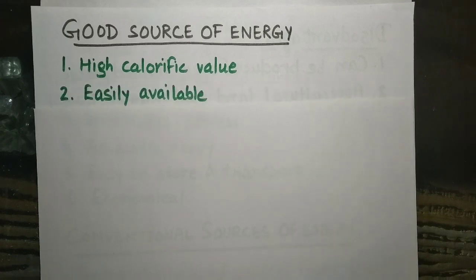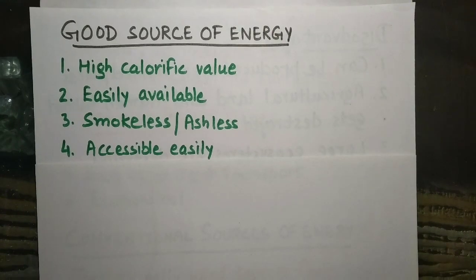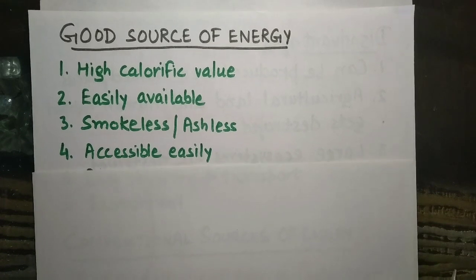Second, it should be easily accessible or easily available. It should be available in all the places where we can easily use it. Third, it should be smokeless or ashless. If it produces smoke, then it becomes a difficulty for us to keep the residue or to decide where to throw the residue. So it should be ashless or smokeless without leaving any residue. It should be easily accessible. Wherever we live, we should be able to get that source of energy easily.